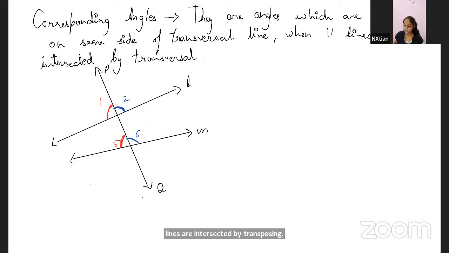I will write it all down. I saw it, when parallel lines are intersected by a transversal, you wrote it over there. Yes, when parallel lines are intersected by a transversal, corresponding angles are equal.